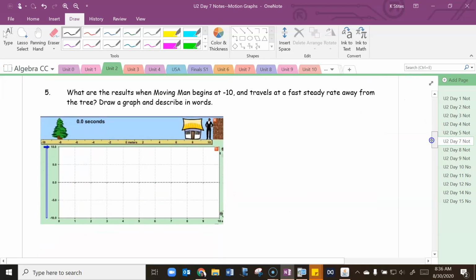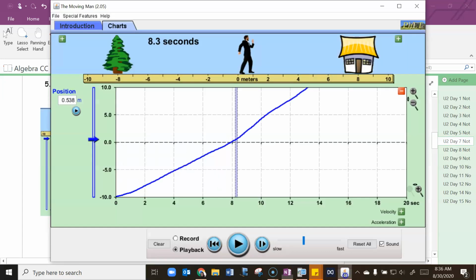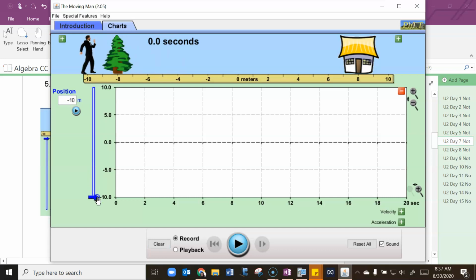All right, so let's try a different situation. What are the results when Moving Man begins at -10 and travels at a fast, steady rate away from the tree? Okay, so essentially we're going to do the same thing here, but this time he is going to be moving quickly. So I want you to think, how is this going to change? All right, ready? Here we go. He's going fast.